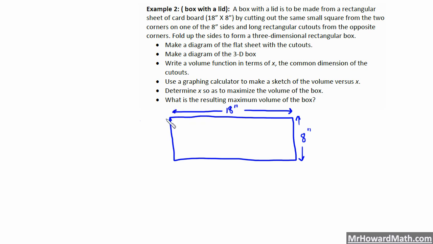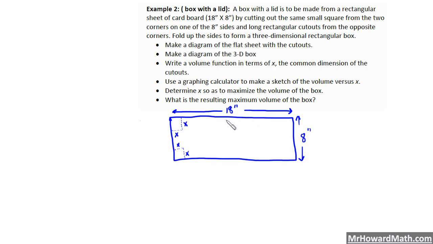All right, and they're telling us to, on one side, cut out the two small squares. So we'll do that right here. So we'll label those with dashes. So there and there, and that has to be x, x, x, and x. Okay. And long rectangular cutouts from the opposite corners.